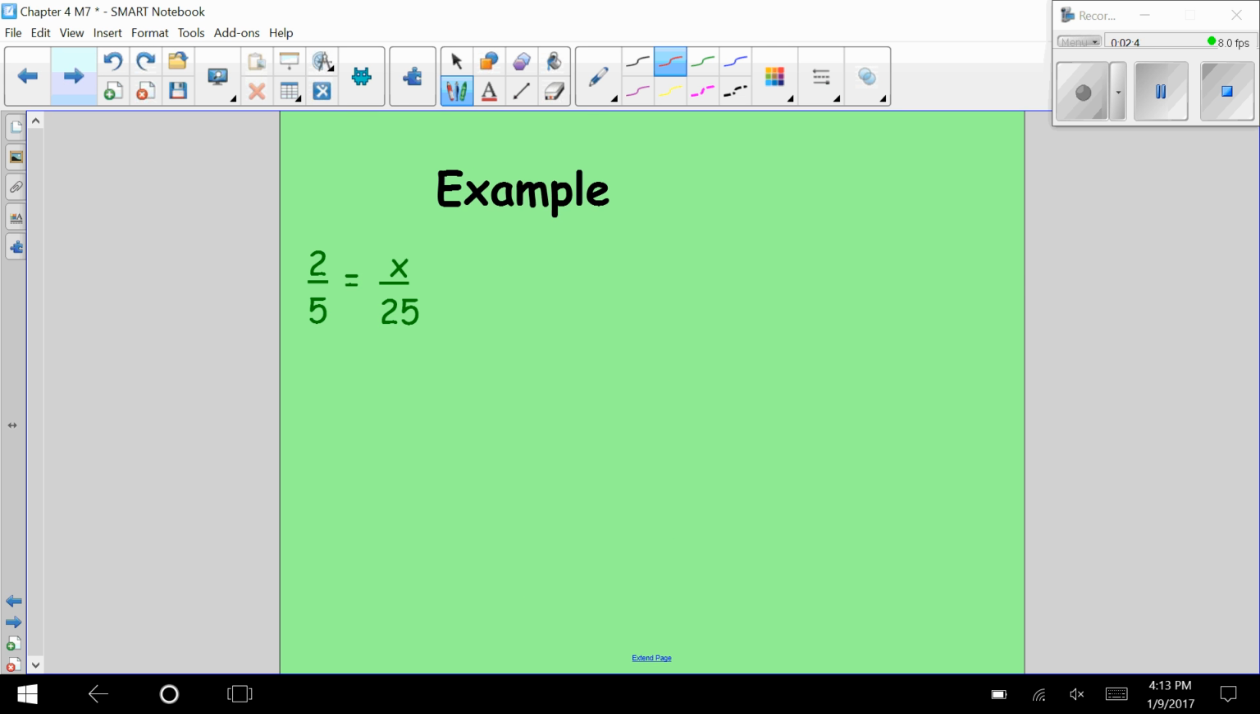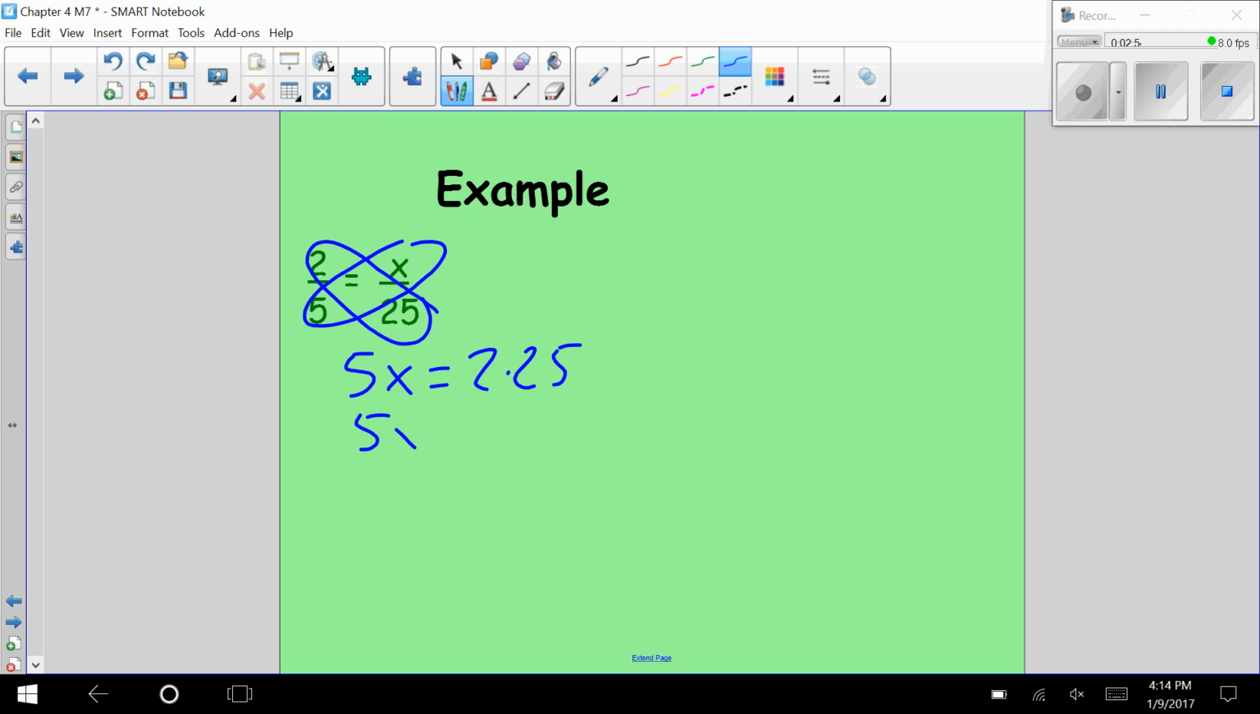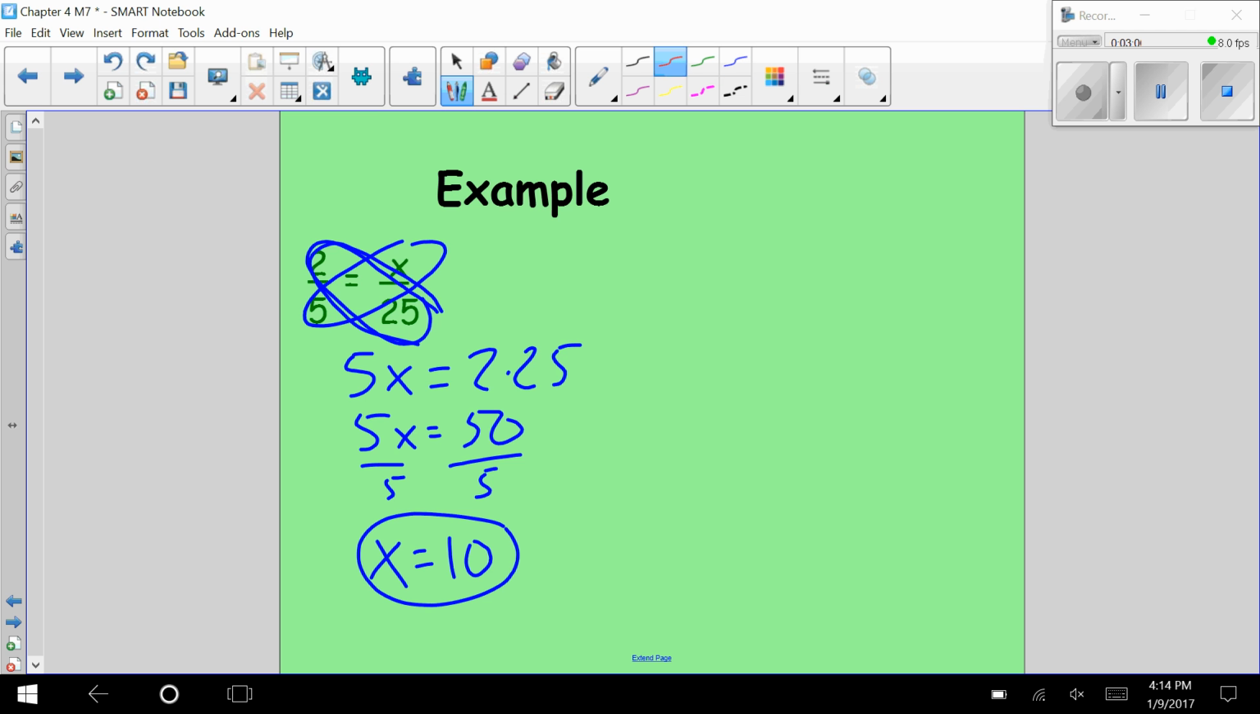The final way to solve a proportion is to use cross products. So to use cross products, we take 5 times x equals 2 times 25. Well, 2 times 25 is 50. And now I just have a simple equation where I divide by 5, so x equals 10. A lot of people remember it as cross multiply and divide, because I'm going to multiply these two and then divide by this.